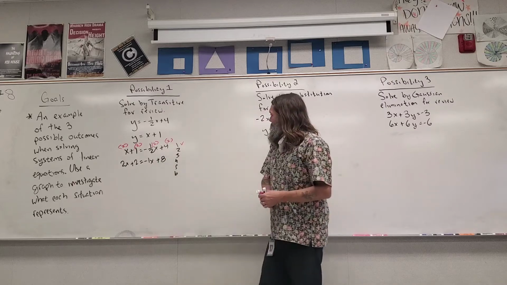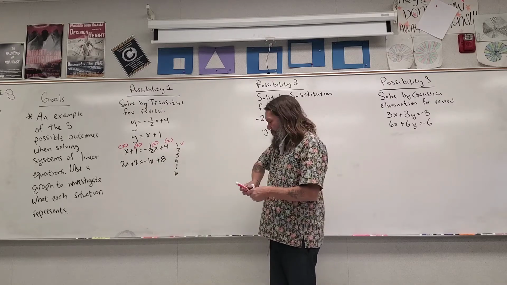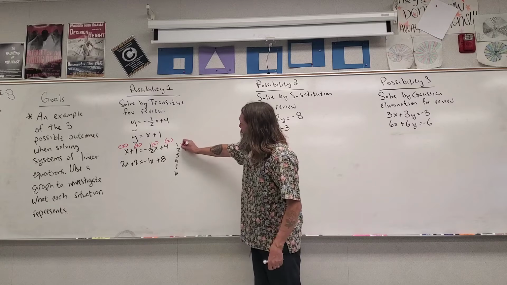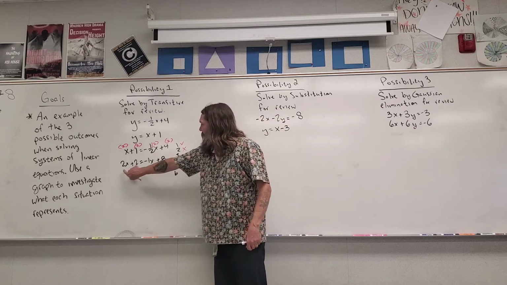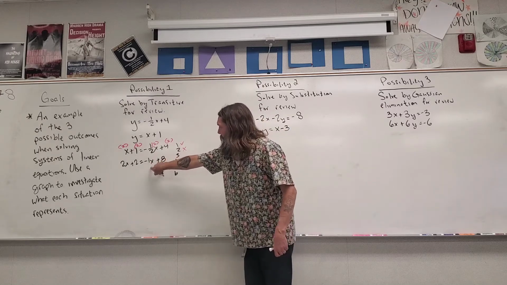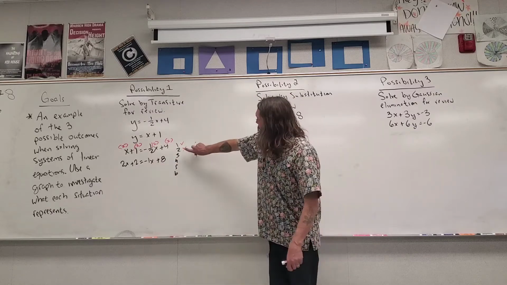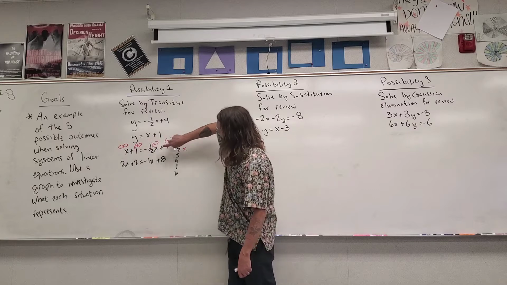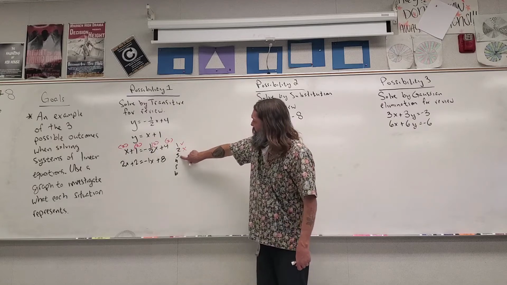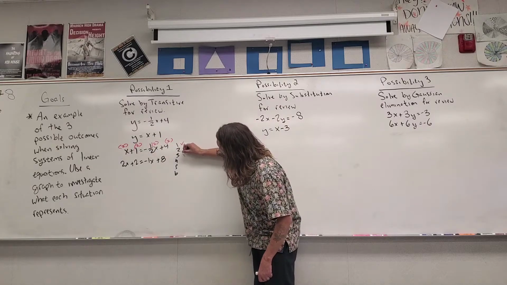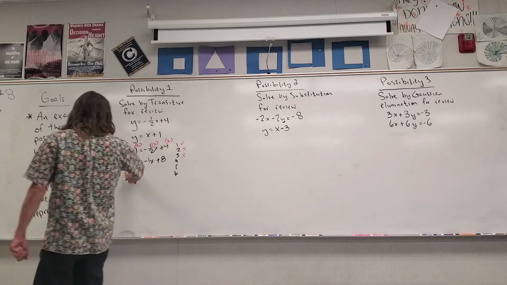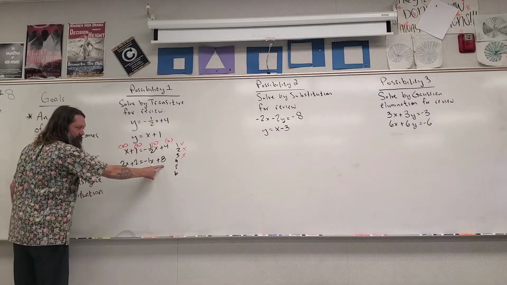Okay, now I'm on to step 2. Can I combine like terms on each side of the equal sign? No, I cannot. I can't put these together, and I can't put these together. Can I distribute? No, I cannot because I don't have parentheses. Step 3, can I combine like terms on each side of the equal sign? No, I cannot because I can't put these together, and I can't put these together.